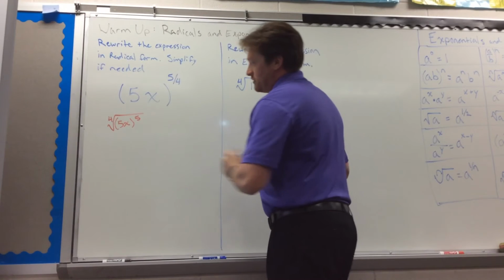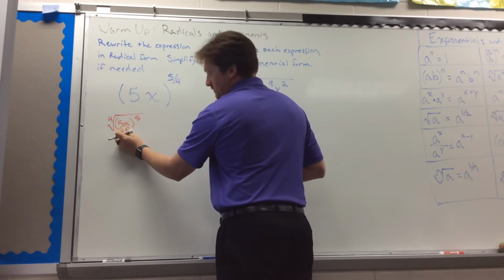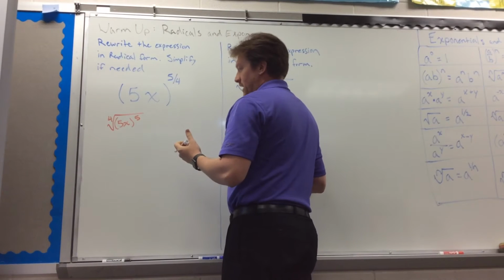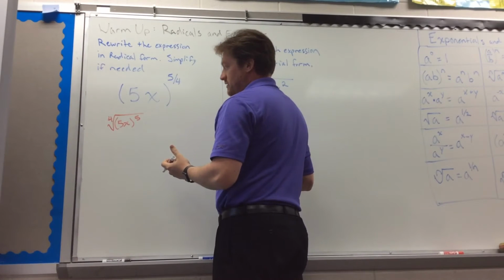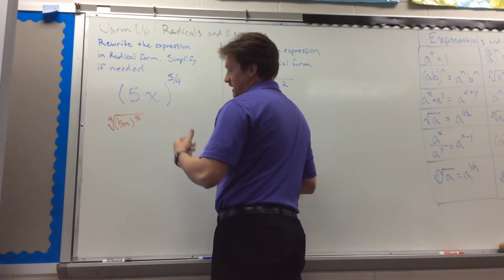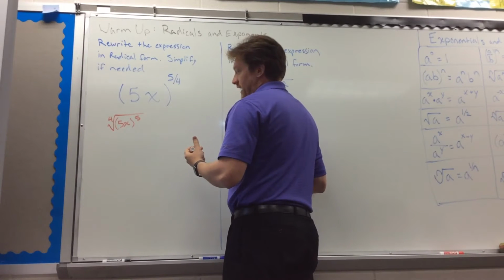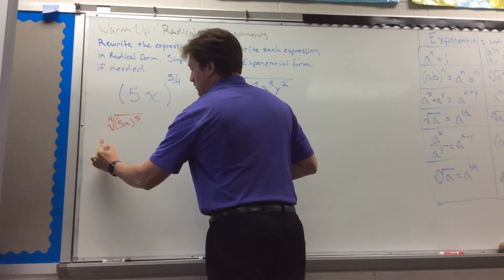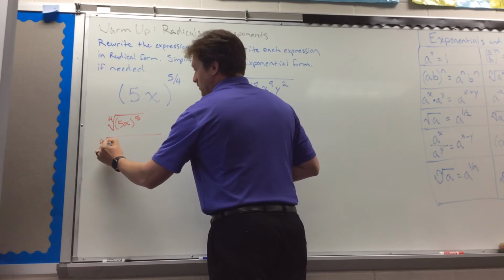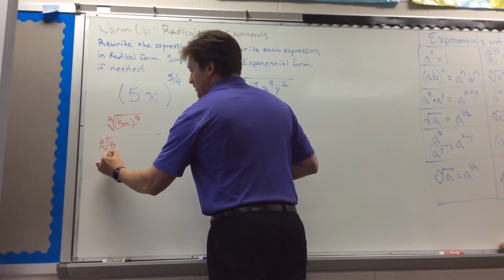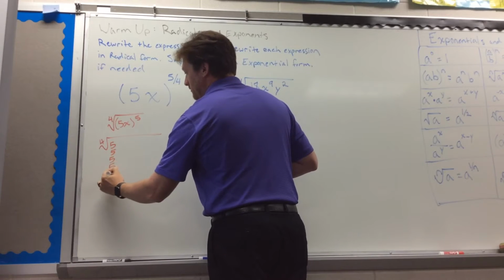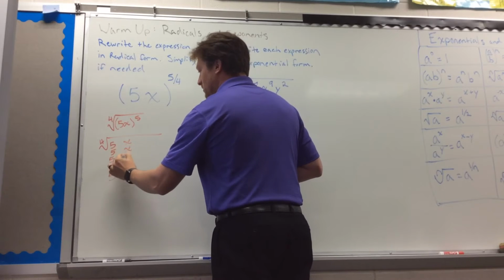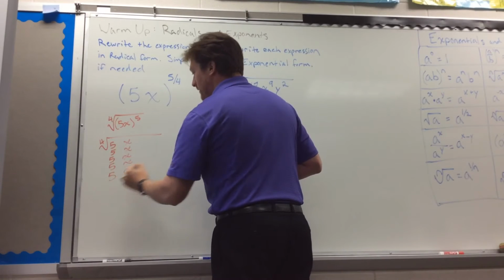Okay, so that means that there's five of these inside the parentheses, 5x, 5x, 5x, 5 times. So what I'm going to do is write out the number 5 times, and write out the x's 5 times, and then I'm going to see what I can do with this information. I've got 1, 2, 3, 4, 5 5s, and 1, 2, 3, 4, 5 x's.